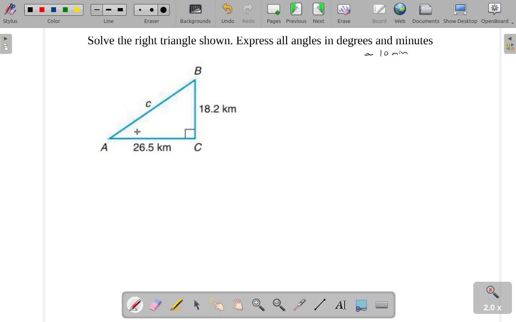All right, so in any case, let's see what I can figure out here. I can find c fairly easily using the Pythagorean theorem. I know that c squared must be equal to 26.5 squared plus 18.2 squared. And so c must be the square root of these.